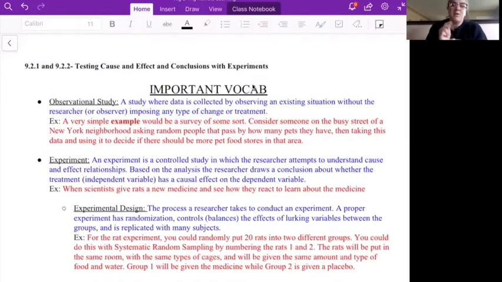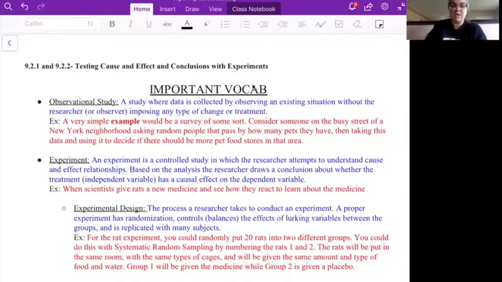So important vocabulary. We are talking about cause and effect and conclusions with experiments. In the last video, we talked about survey sampling. That is where you are surveying people, asking them questions, seeing their opinions or what's going on with them. Experiments are something totally different, and these are actually pretty cool. There are 2 different types of experiments.